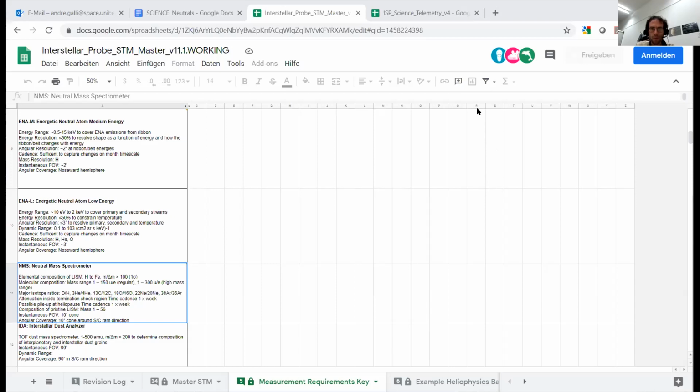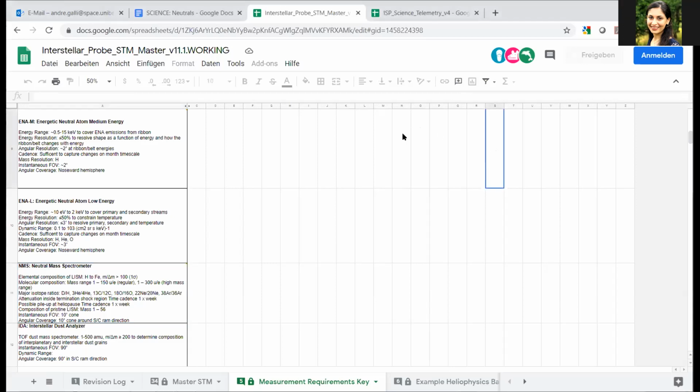Parisa, would you like to add something? Yeah, I have a question. What can a neutral mass spectrometer measure that ENA Lo can't? All right, we'll get to that in a few minutes. That's one of our main discussions tonight or this afternoon.